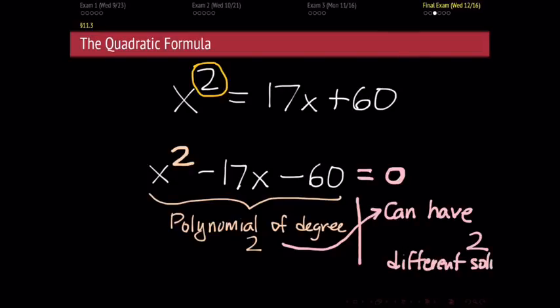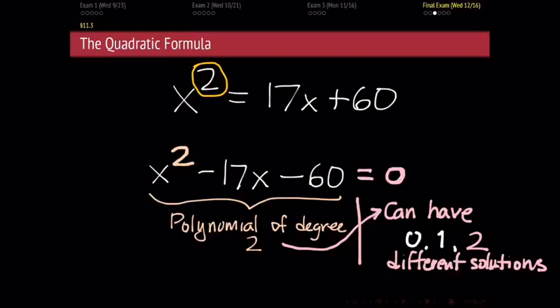Now it turns out that it doesn't have to have two solutions, but it might, right? It could have two solutions. And in fact, we saw that this example does, right? X equals 20, x equals negative 3. This polynomial could have fewer than two solutions. It could have had one solution, different solution, or it could have no solution at all.